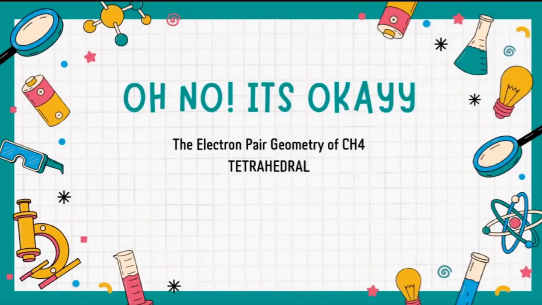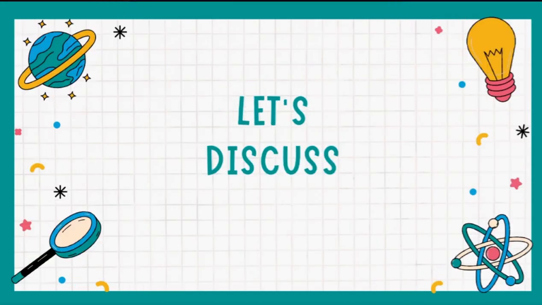Oh no, it's okay. You have picked the wrong answer. The correct answer for the electron pair geometry of CH4 is tetrahedral. Let me help you out. Let's discuss how to get the answer.